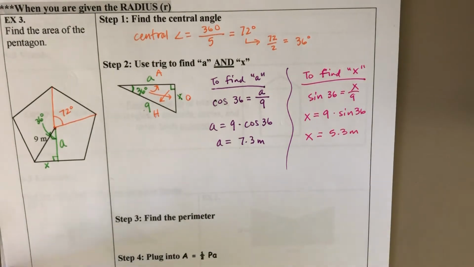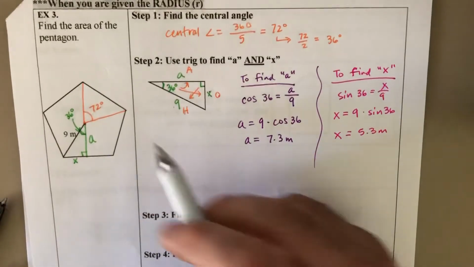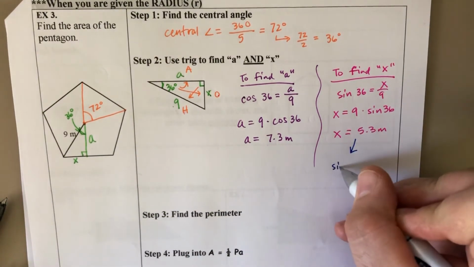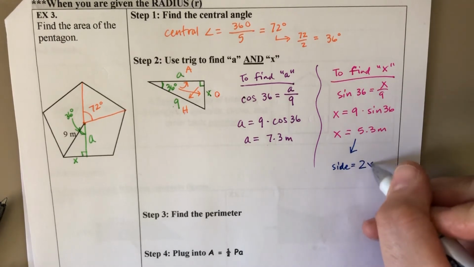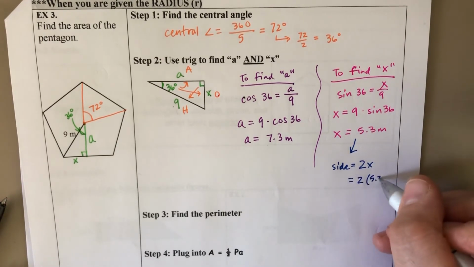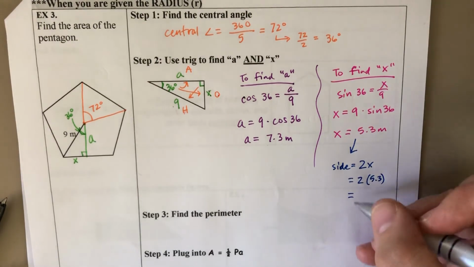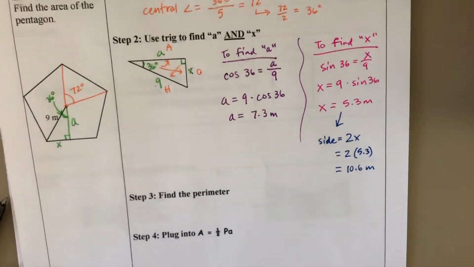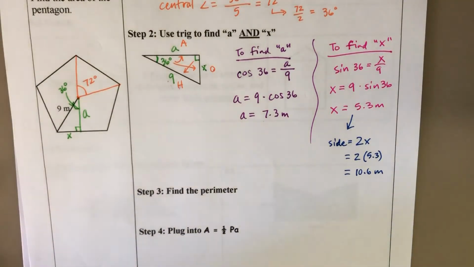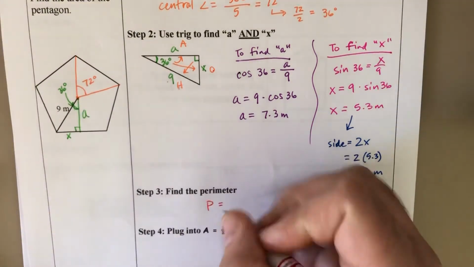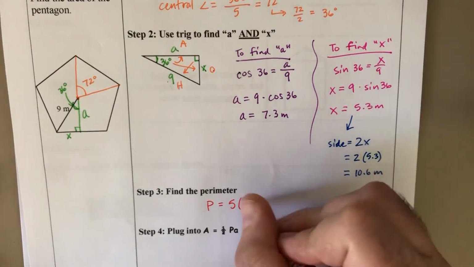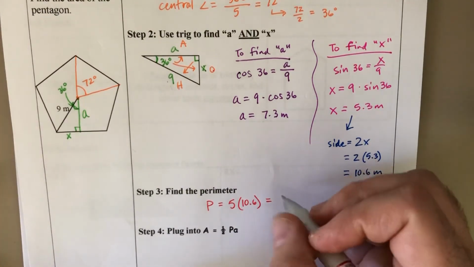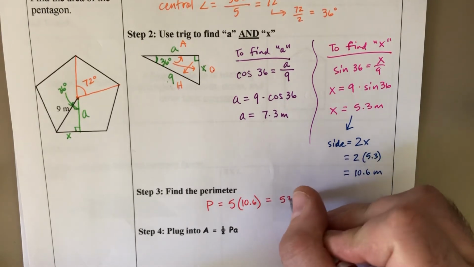Okay, now remember though, like before, x is only half of the side length. So to find the whole side, you need to double x. 2 times 5.3 is 10.6. Okay, we need that because now we're going to find the perimeter. So perimeter, we've got 5 sides. All of them have a length of 10.6, right? And that's going to give us, it's actually a really nice 53 meters.